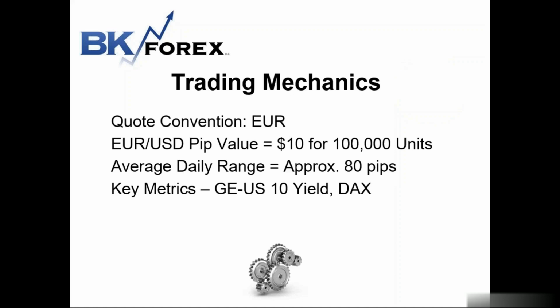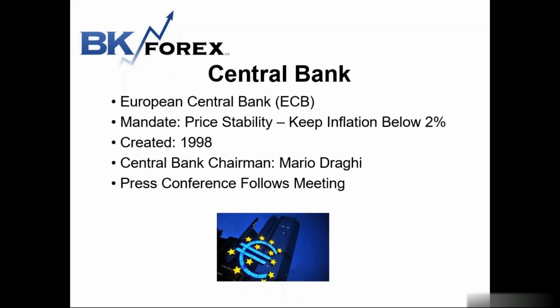And the pip value for the euro dollar is about $10 for every 100,000 units. And the average daily range for the euro dollar is about 80 pips. So pretty manageable, I think, for most currencies. And the key metrics for the euro dollar is the German U.S. 10-year yield spread, which we'll look at later, and also stocks.